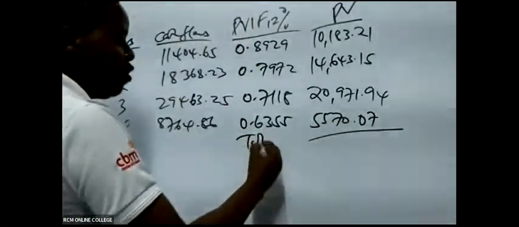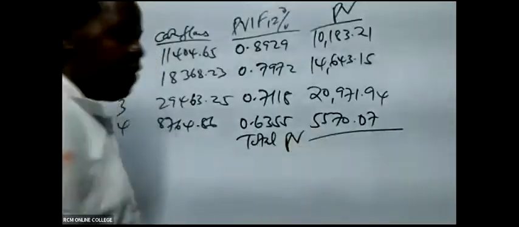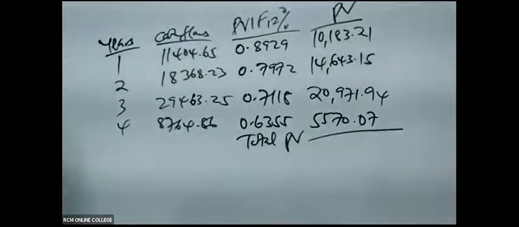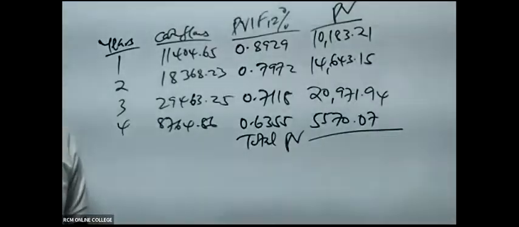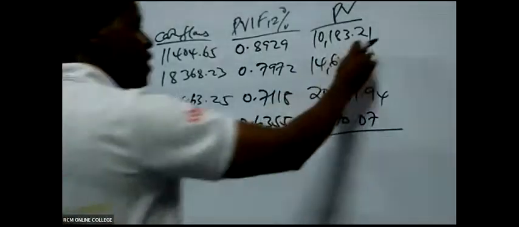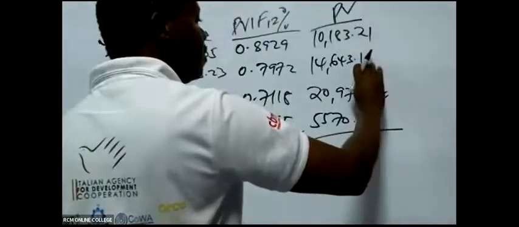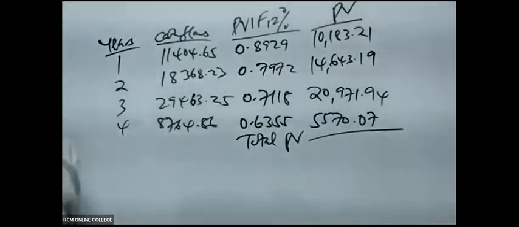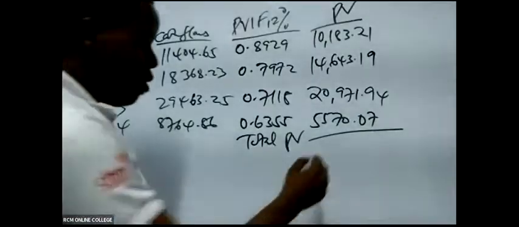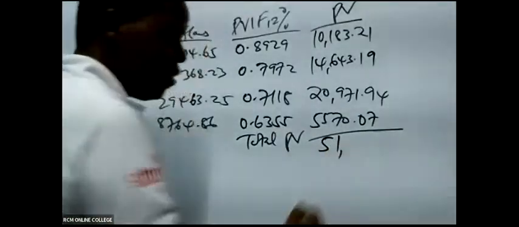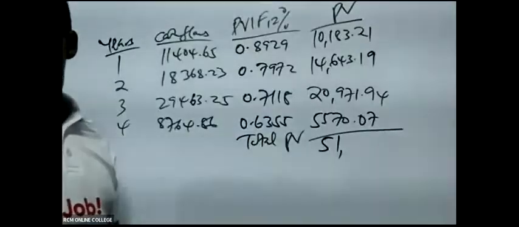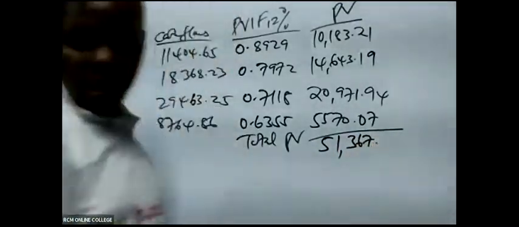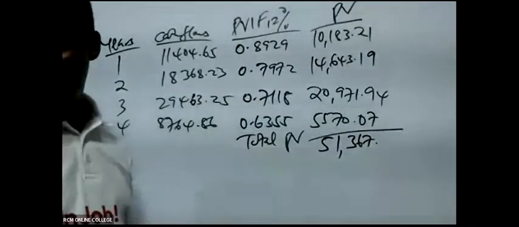Can you give me the total present value? Total present value, if we are correct, is 51,367.47.